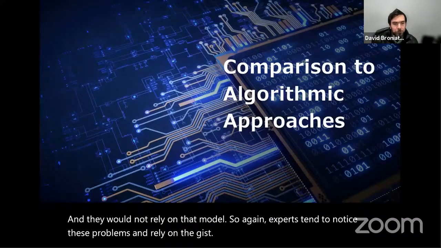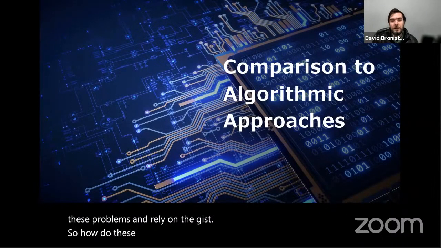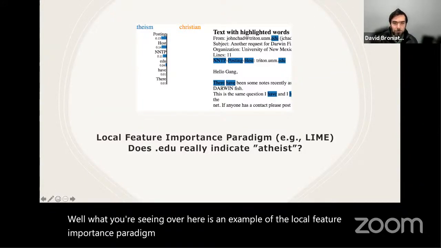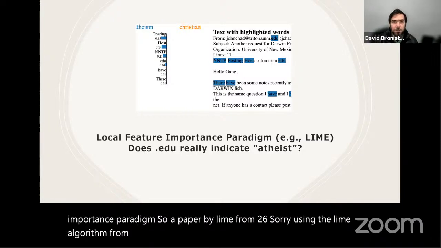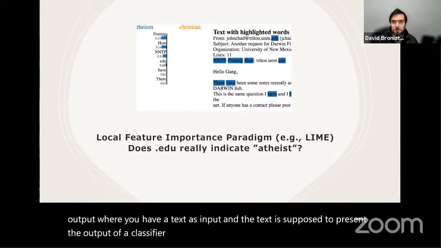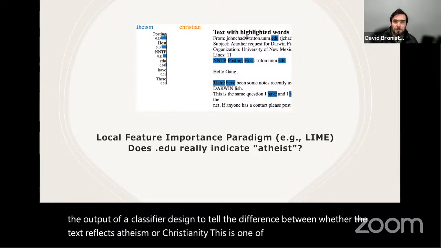So how do these psychological approaches compare to algorithmic approaches? Well, what you're seeing over here is an example of the local feature importance paradigm. So a paper using the LIME algorithm from 2016. And what you're seeing here is an example of a LIME output where you have a text as input, and the text is supposed to present the output of a classifier designed to tell the difference between whether the text reflects atheism or Christianity. This is one of the classic examples for LIME.